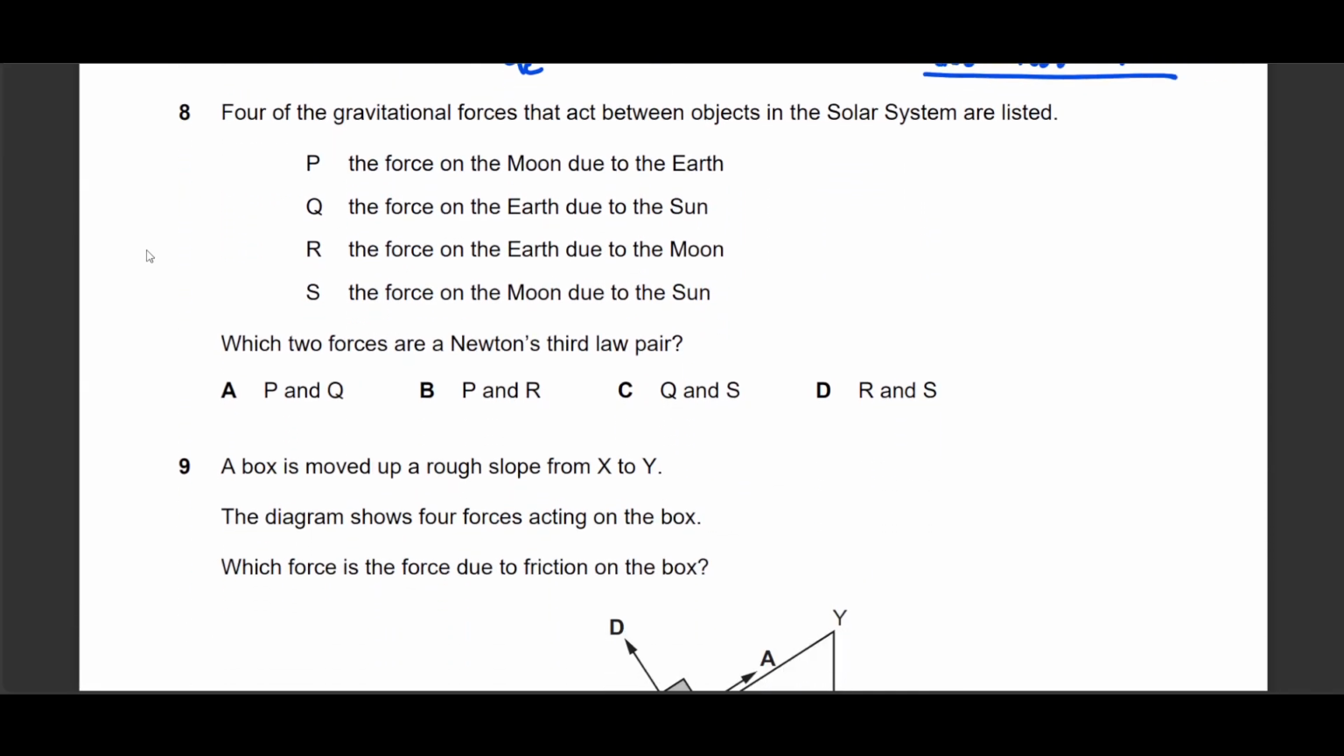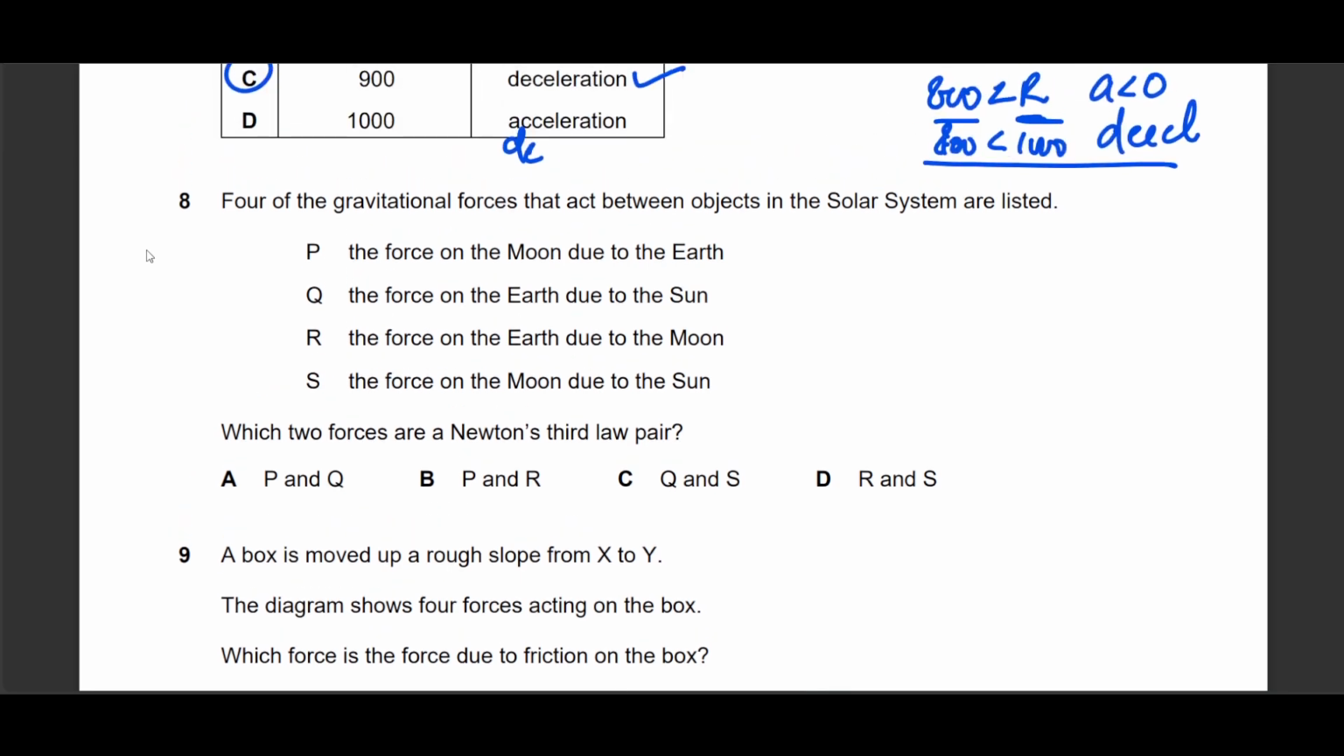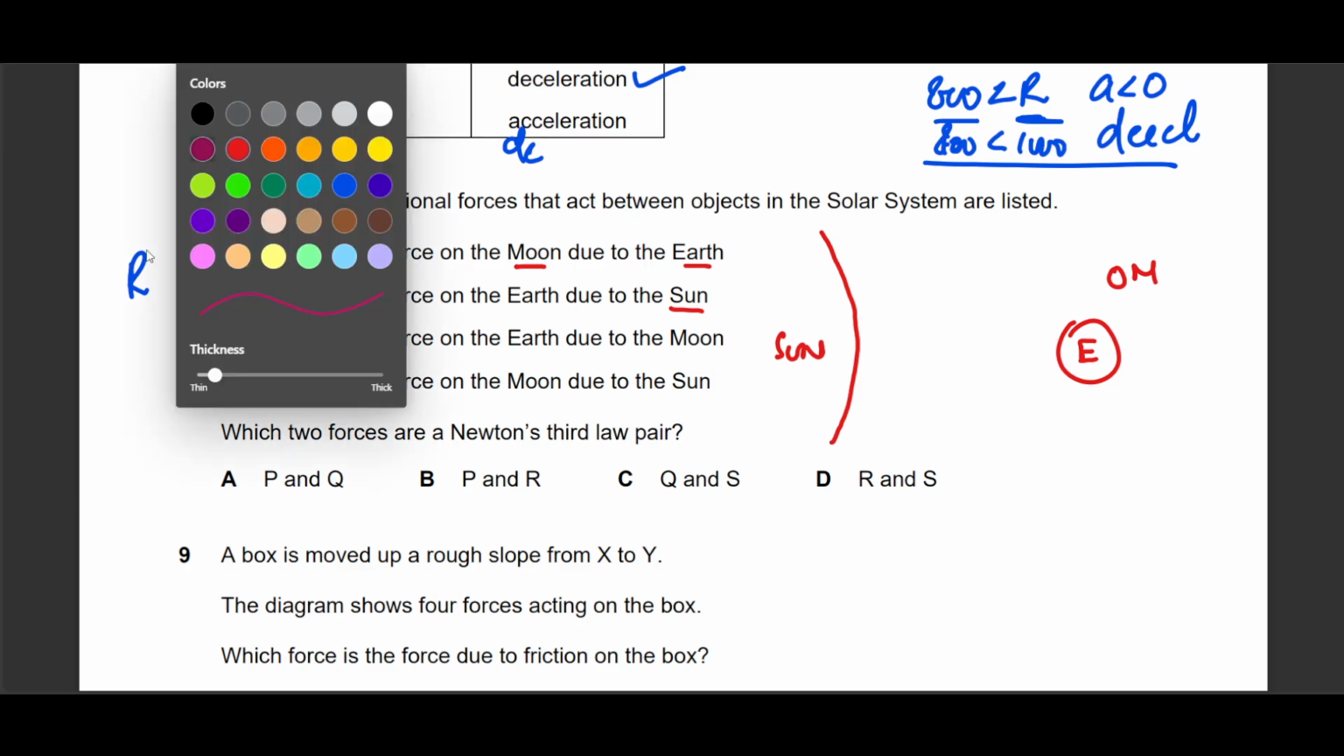Let's move on to the next question. He says question number 8, again a very common and repeated question in terms of Newton's third law. Let's draw all the forces and identify what parts of the solar system are involved in this question. So we have a sun, we have the earth, and we have the moon. For simplicity, this is the sun, and this is the earth, and this is the moon. Now let's make all the forces that he's mentioned.